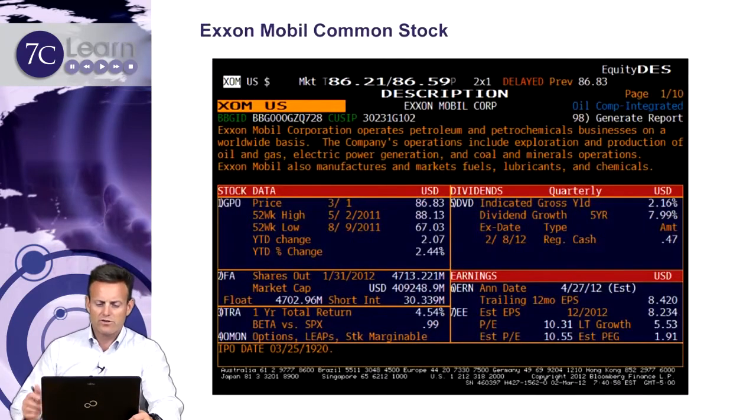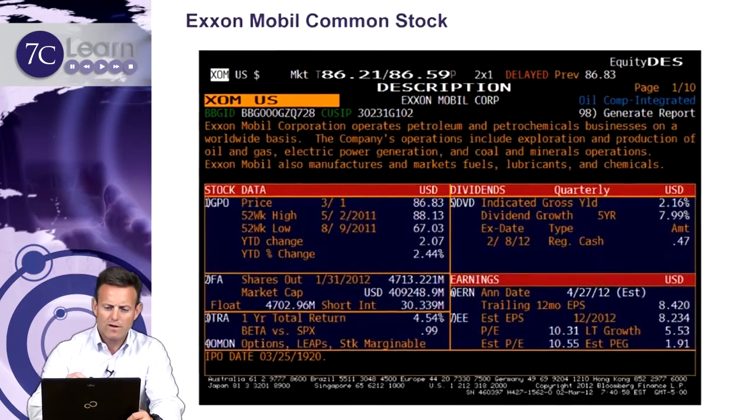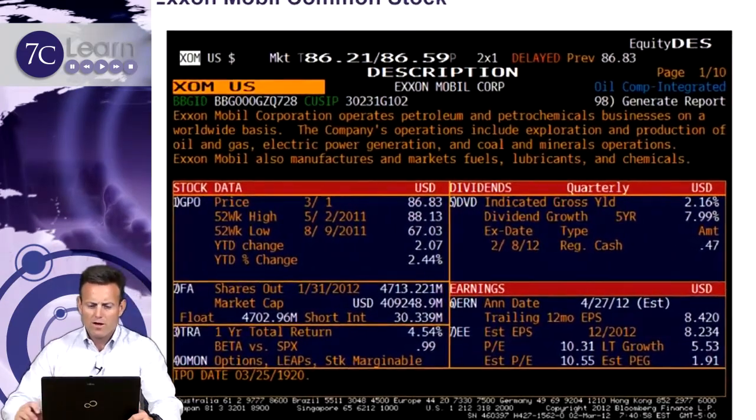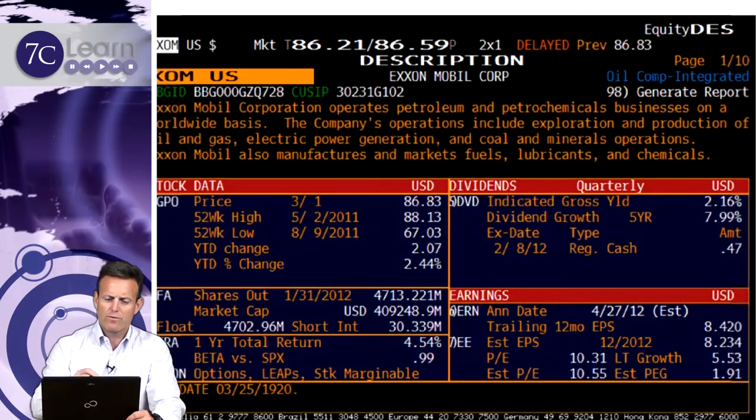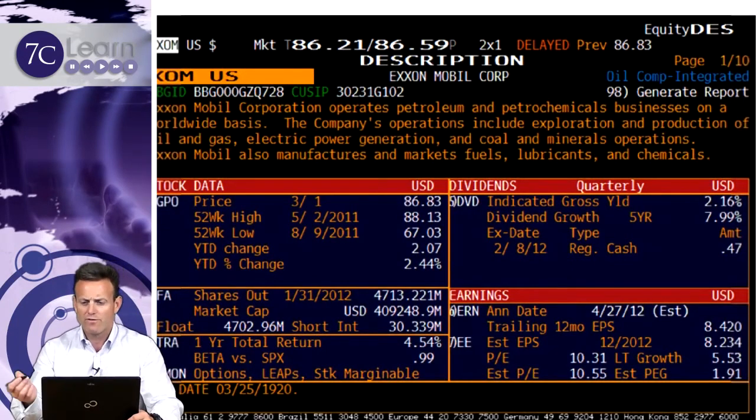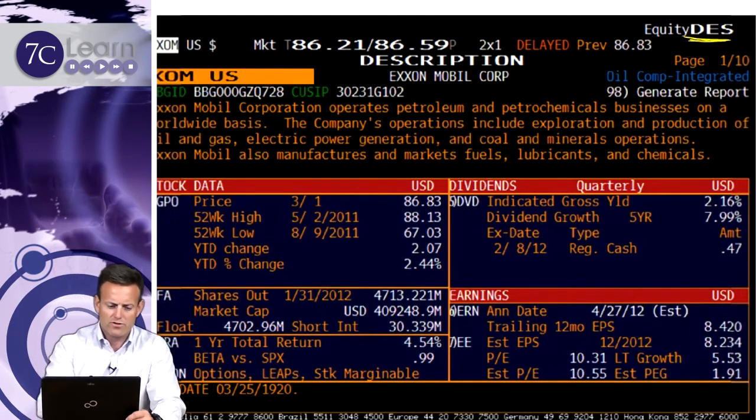All right, so here's our buddy ExxonMobil. If I blow this up a little bit, we can take a tour. I like this particular screenshot. It comes from Bloomberg, but you'd see similar information in Yahoo Finance or Google Finance. On Bloomberg you type DES for description, and what's nice is it gives you a quick thumbnail sketch, a little paragraph about the company.